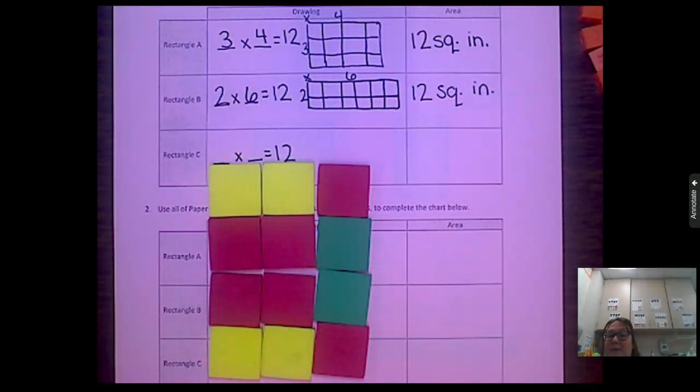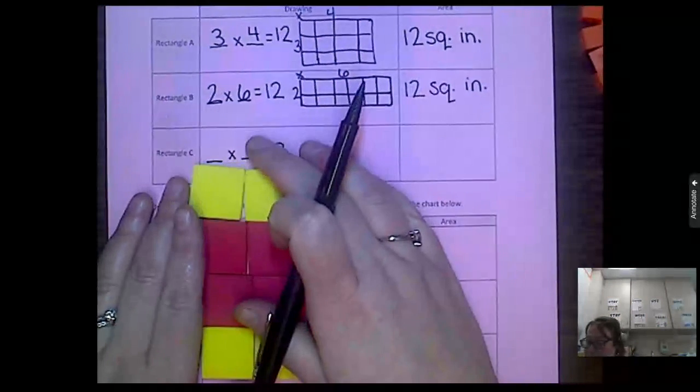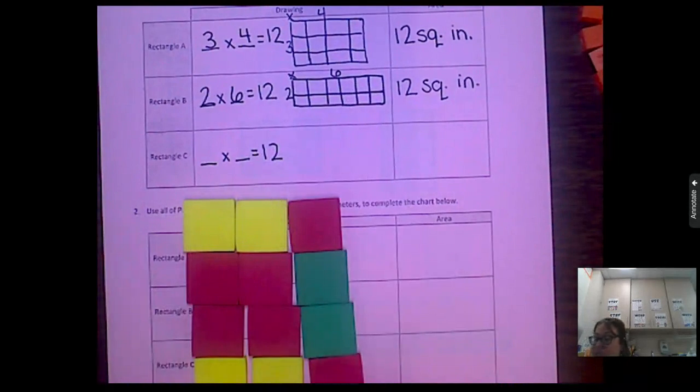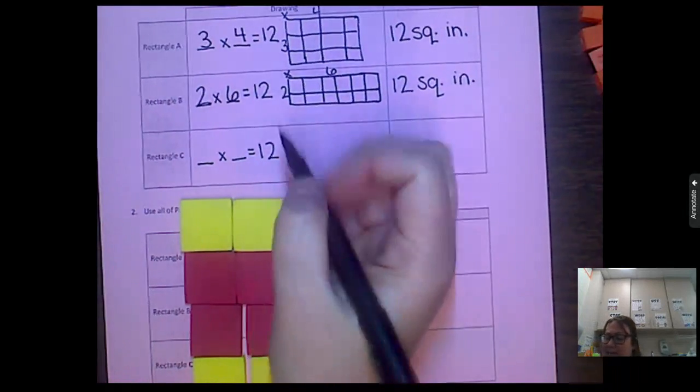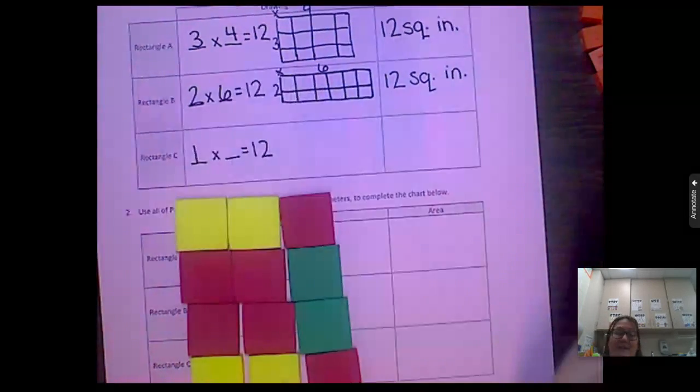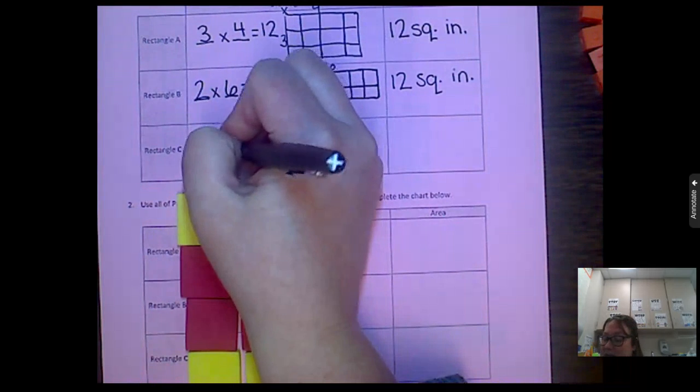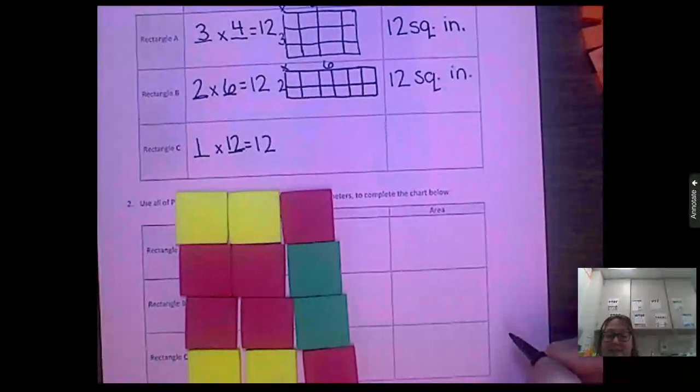But for C, I want to see if we can come up with completely different numbers in our number sentence that we haven't used yet. So I don't want 3 rows of 4 or 4 of 3 or 2 rows of 6 or 6 rows of 2. Did anybody come up with anything different? Here's one, and you maybe already found this: we could always do 1 times that number. So 1 times 12. Did you come up with that?